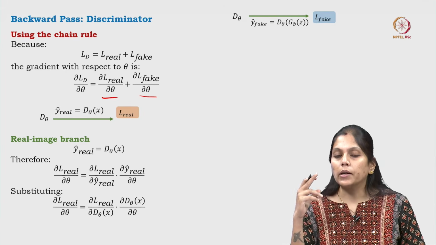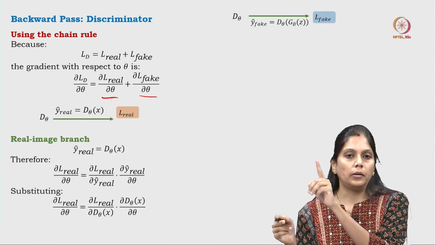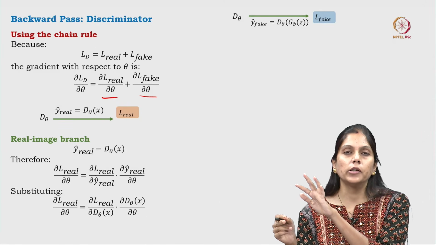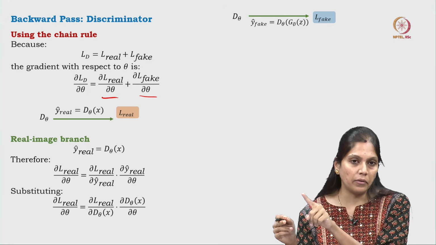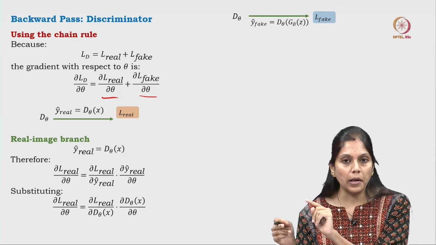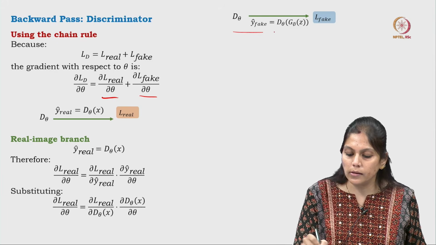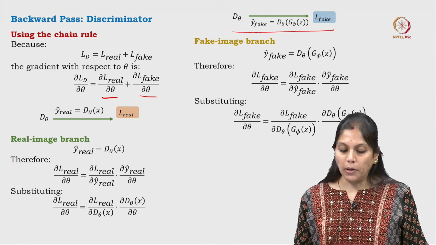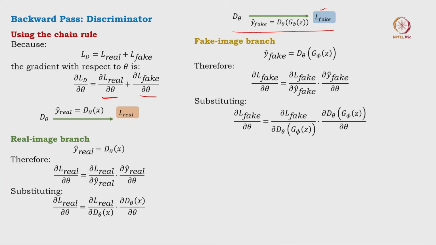Second, what is it for a fake one? For a fake you get L fake, that is the loss for the fake images. From there you will reach y hat fake, that is the prediction made by the discriminator model on generated images, and then you will reach the discriminator theta. So, is it not this is the path? So, can you write using the chain rule? L fake with respect to y fake and y fake with respect to theta. So, what is y fake?